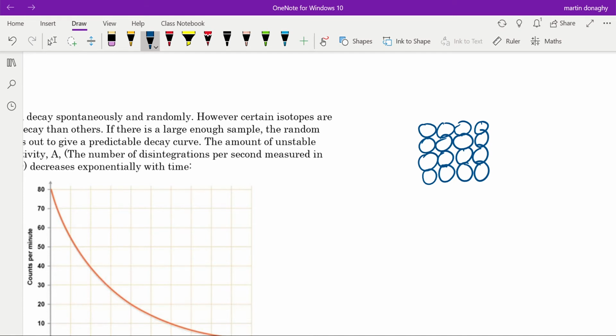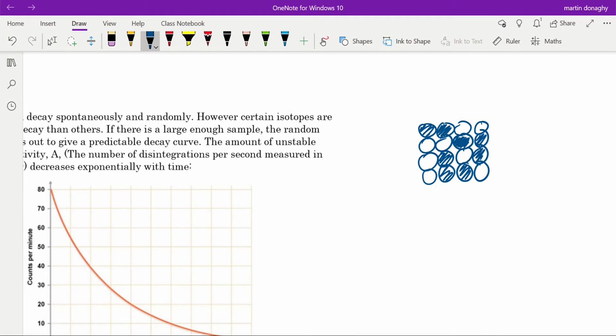We can't tell which one is going to decay first, because radiation is random in nature. However, if we have a large enough sample, it then becomes predictable in the manner that that sample will decay. I might not know which of these is going to decay first, but if I have a large enough sample, I can get to the stage where I can be fairly confident about how long it will take for half of those to decay. I wouldn't know which ones are going to decay, but we can get a time for how long we expect it to take for half of them to decay, or for half of them to be remaining.